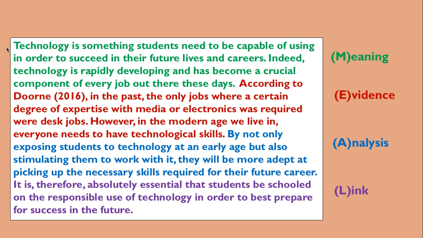Here's an example from a student's writing. We have our meaning, our evidence, analysis, and link. The meaning of the paragraph, or the main point, reads, "Technology is something students need to be capable of using in order to succeed in their future lives and careers. Indeed, technology is rapidly developing and has become a crucial component of every job out there these days." This is our main idea.